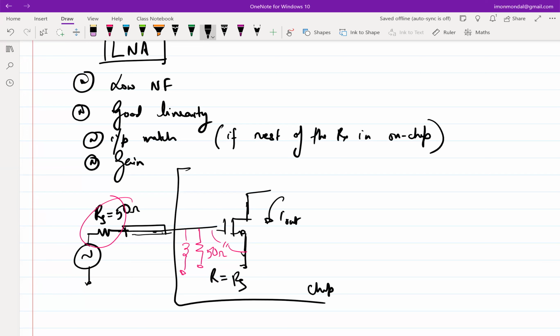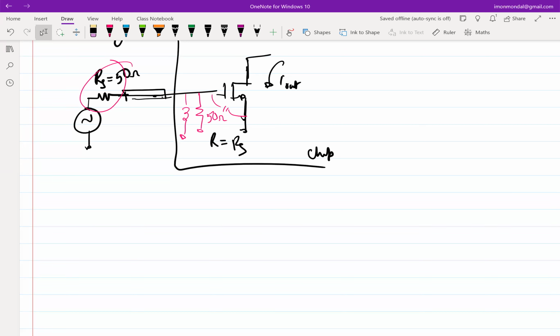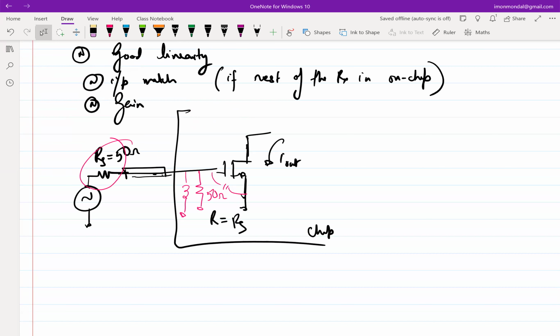What else? What other topologies do you think can give me input matching? Instead of going for resistance, go for what? I introduced a lossless matching, right? I introduced LC. But the real part has to be there, right? Lossless elements do not have the real part.